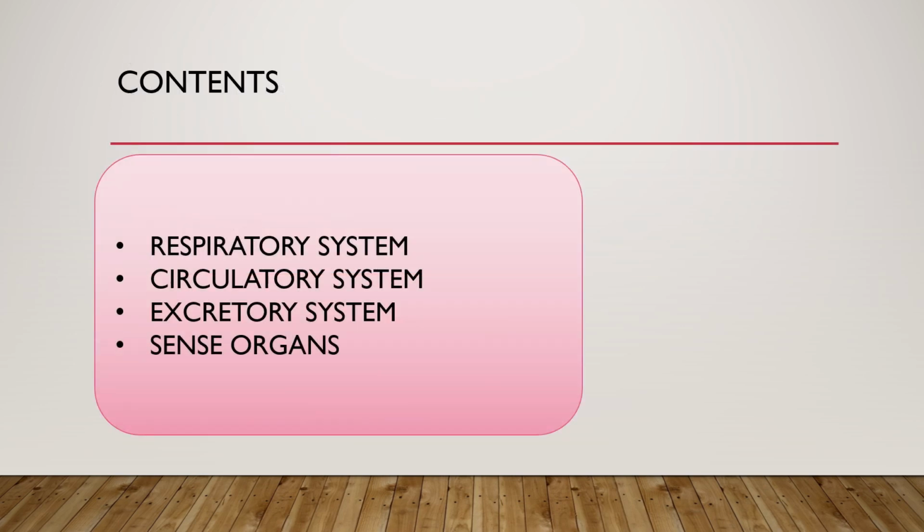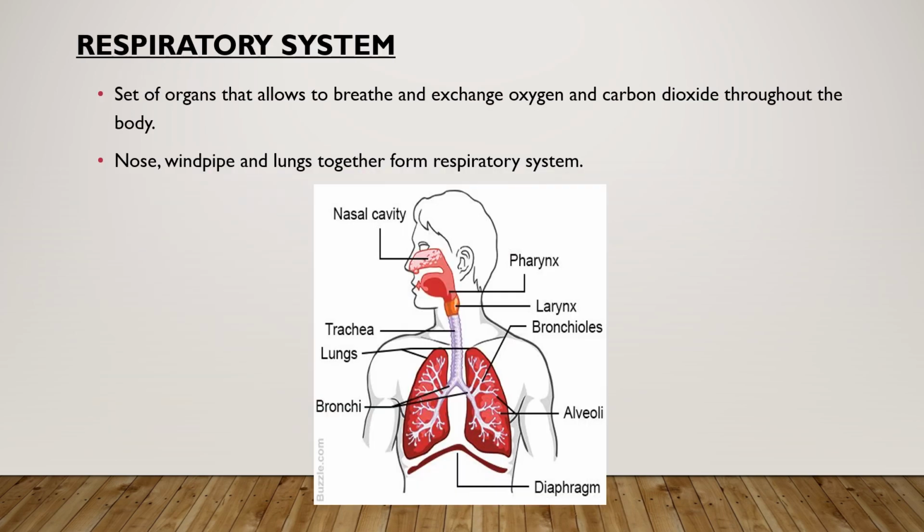In this video, we'll understand four different terms: respiratory system, circulatory system, excretory system, and sense organs. We'll begin with respiratory system. Respiratory system is a group of organs that together carry out the function of respiration.